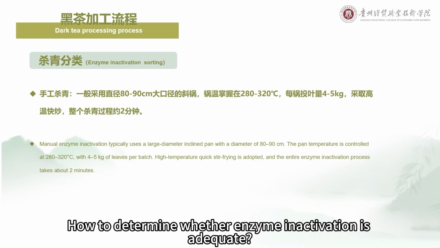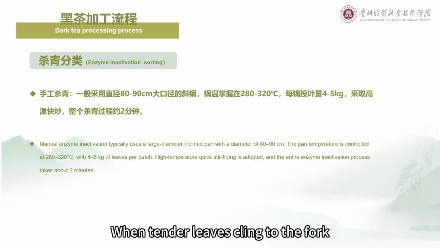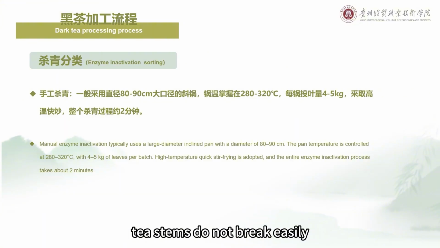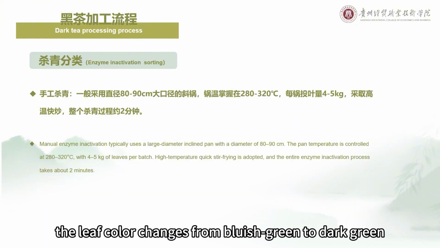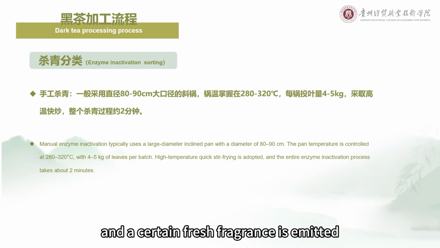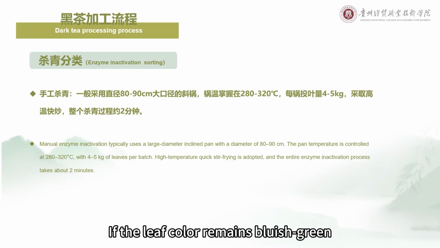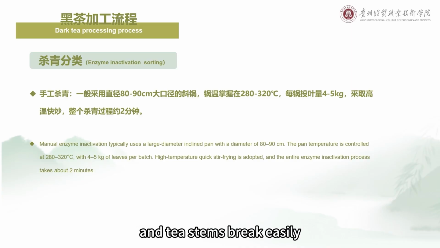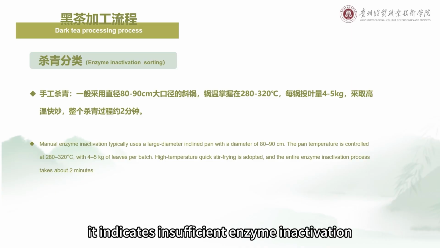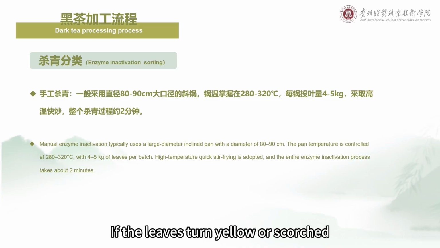How to determine whether enzyme inactivation is adequate? When tender leaves cling to the fork, the leaves become soft and sticky. Tea stems do not break easily. The leaf color changes from bluish-green to dark green, and a certain fresh fragrance is emitted. It indicates adequate enzyme inactivation. If the leaf color remains bluish-green and tea stems break easily, it indicates insufficient enzyme inactivation. If the leaves turn yellow or scorched and the fresh fragrance disappears, it indicates over-enzyme inactivation.